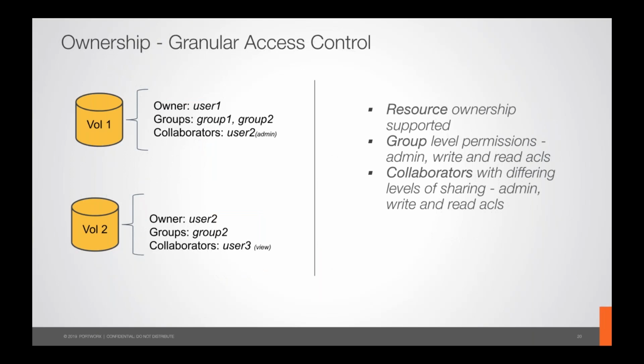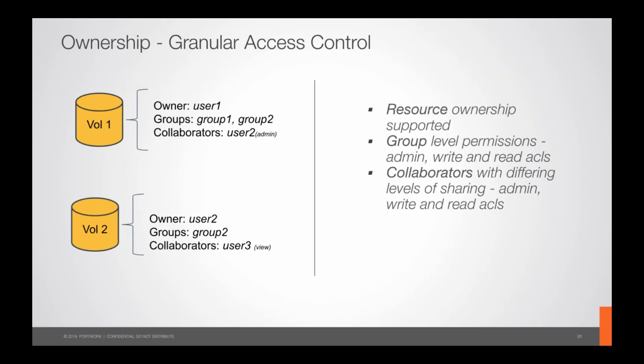Lastly, let me explain how ownership works. What ownership enables is granular access control. When I, as a user, create a volume with my token, I am the owner of that volume. As in this case, user 1 is the owner of the volume. User 1 is part of group 1 and group 2. So the Unix level permissions that the groups bring with themselves apply to that volume as well.